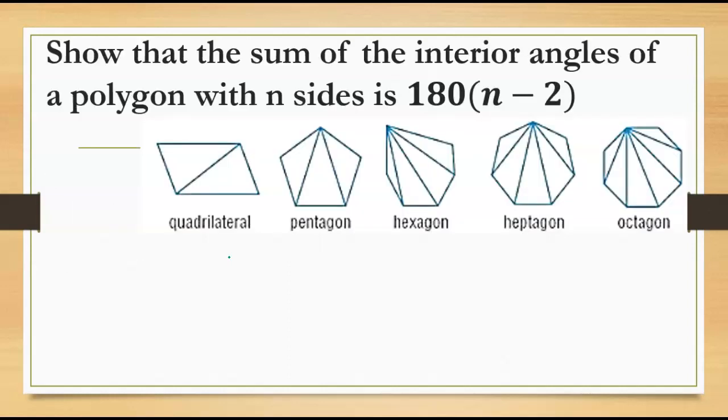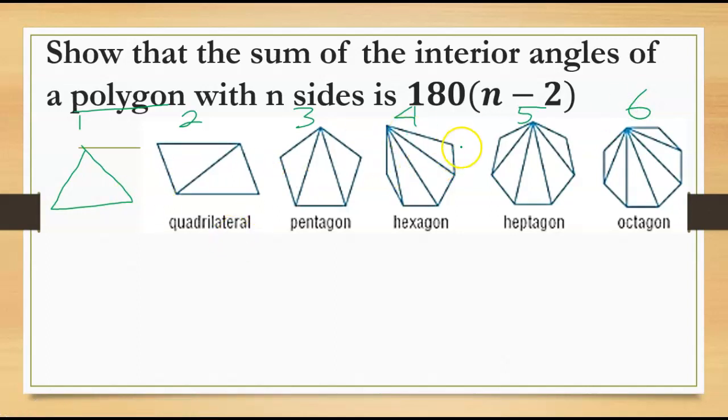Okay. Show that the sum of the interior angles of a polygon with n sides is 180 times n minus 2. So again, we have to show that for all these figures we have here at least. So this polygon starts with triangle. So let's add on the triangle. Triangle has 3 sides. So this will be the first polygon, second polygon, third polygon, fourth polygon, fifth polygon, sixth polygon, and so forth.